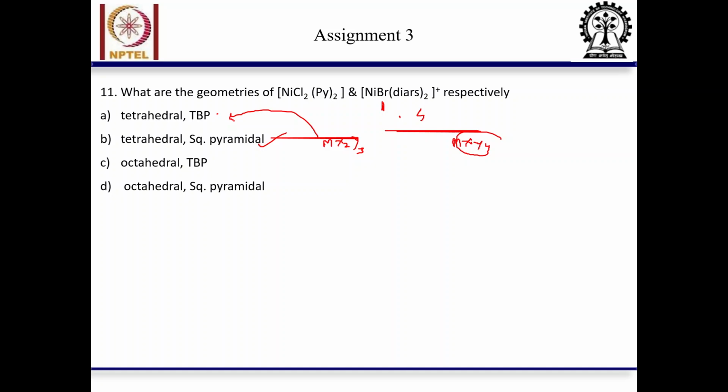So here what will happen, the DIARS ligand, the arsenic ones, will be on the xy plane and bromine will be on the z axis. So the correct answer will be tetrahedral and square pyramidal. Okay. Is that clear? Can I go to the next question?